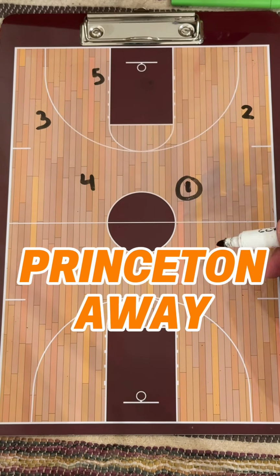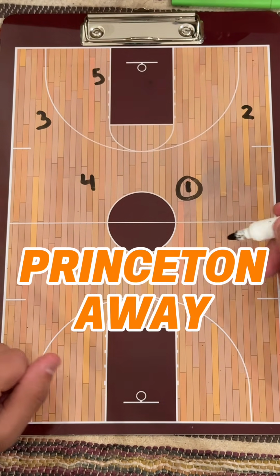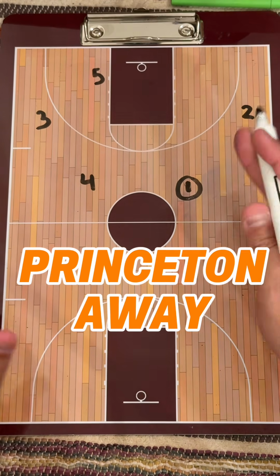We're going to take a look at Princeton Away today. This is how I have run it. There's a lot of different ways you can do it, but this is how I have found it to be effective. A couple things about this real quick.